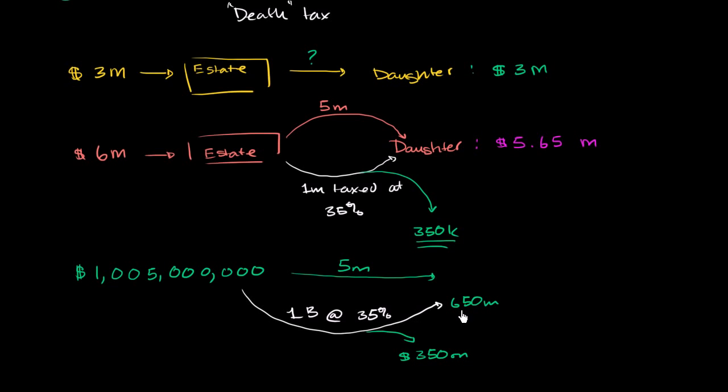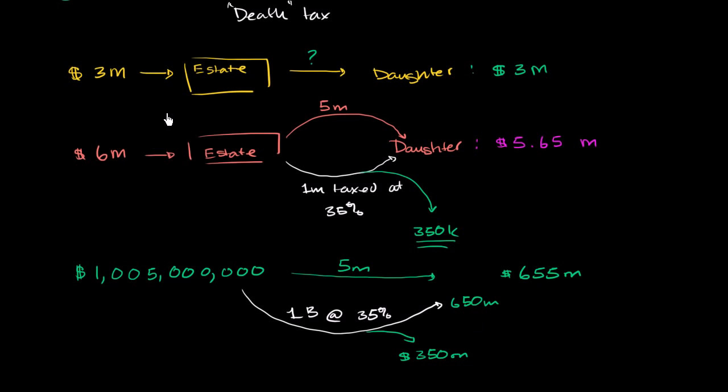So in total, she would get this 650 million plus the 5 million that was excluded. She would end up with a total of $655 million. So I wouldn't feel too bad for her. She should be pretty okay. So that's just how the estate tax works.